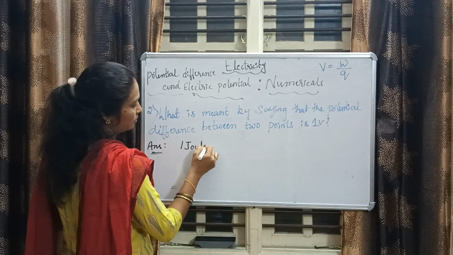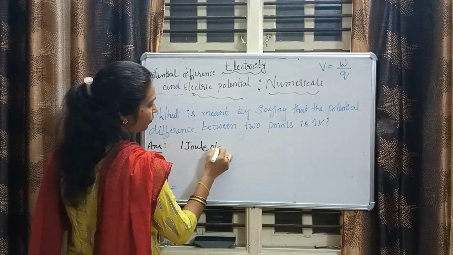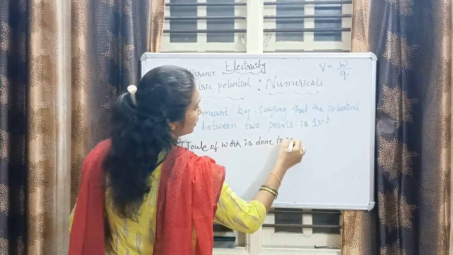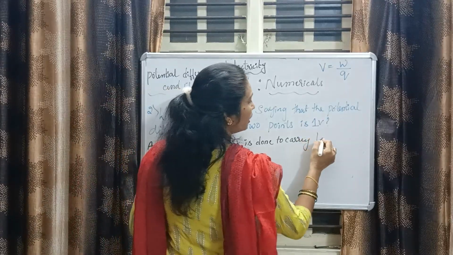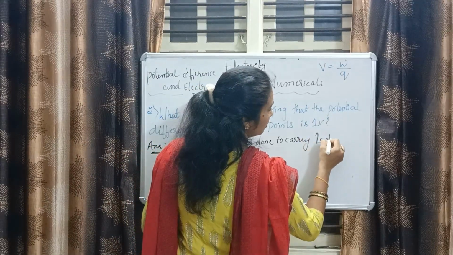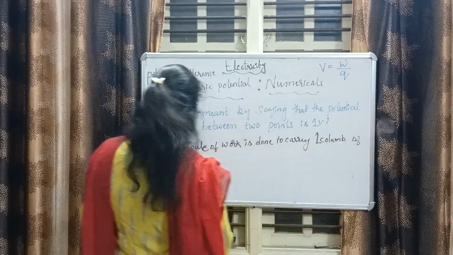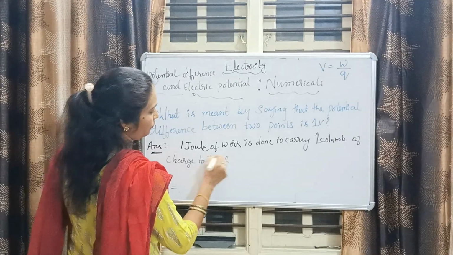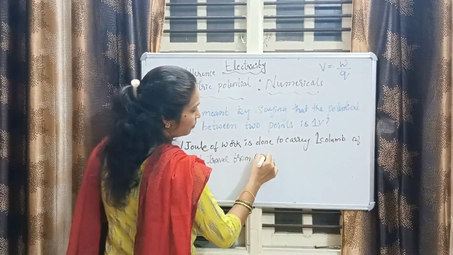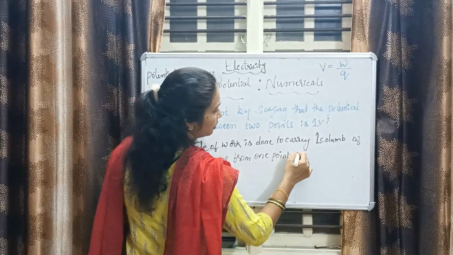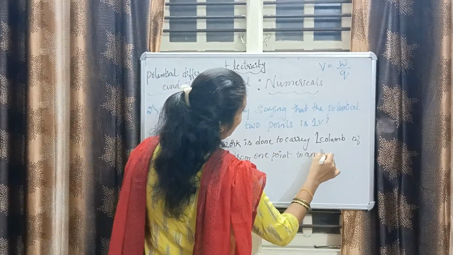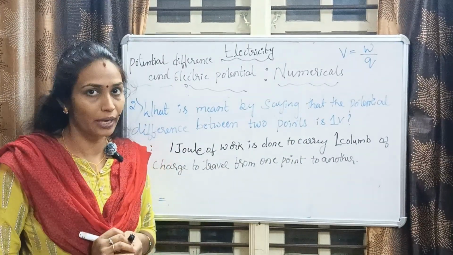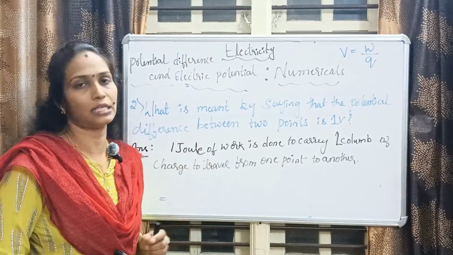What do you have to write down? 1 joule of work is done to carry 1 coulomb of charge to travel from one point to another. This is very important. This kind of questions we're going to ask in multiple choice questions. So be careful while answering such kinds of questions.